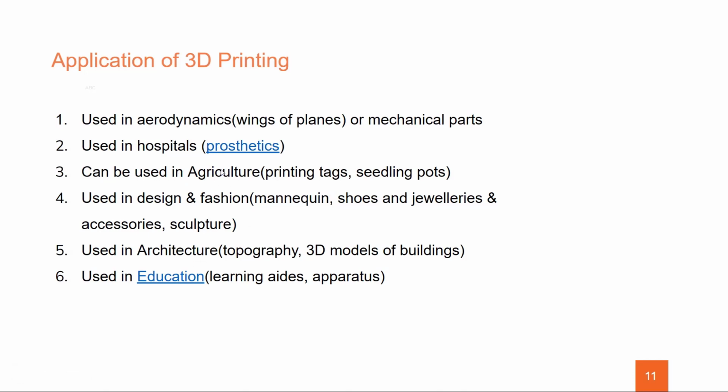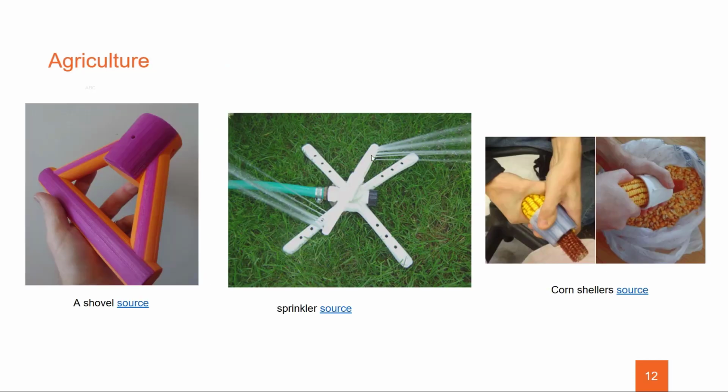You can use it in agriculture for printing tags, seedling pods, and the like, and also some agricultural tools like shovels and the rest. You can also use it in design and fashion, so mannequins, shoes, jewelry, accessories, and sculpture pieces. They also use 3D printing in architecture, like topography, the undulating nature of a land, and 3D models of buildings. Then in education, learning aids and apparatus. So now let's move to the videos or some images.